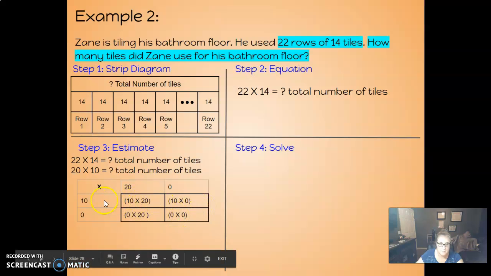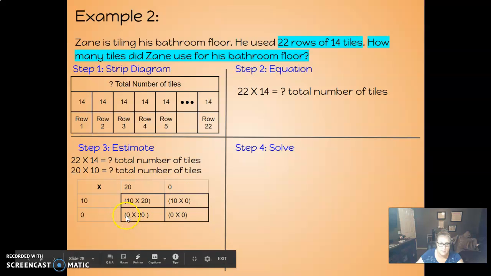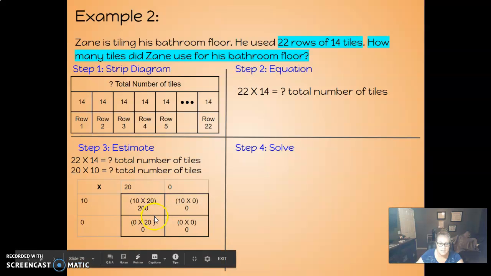So in this box, I'm doing 10 times 20. This box is 10 times 0. This box is 0 times 20. And this one is 0 times 0. And I'm actually going to solve for my products. So when I do that, 10 times 20 is 200, 10 times 0 is 0, 0 times 20 is 0, and 0 times 0 is 0.